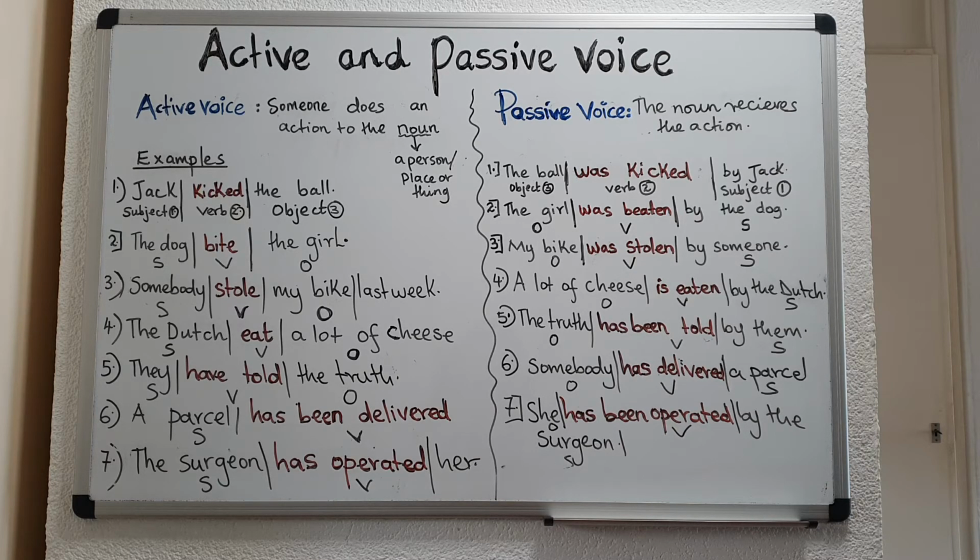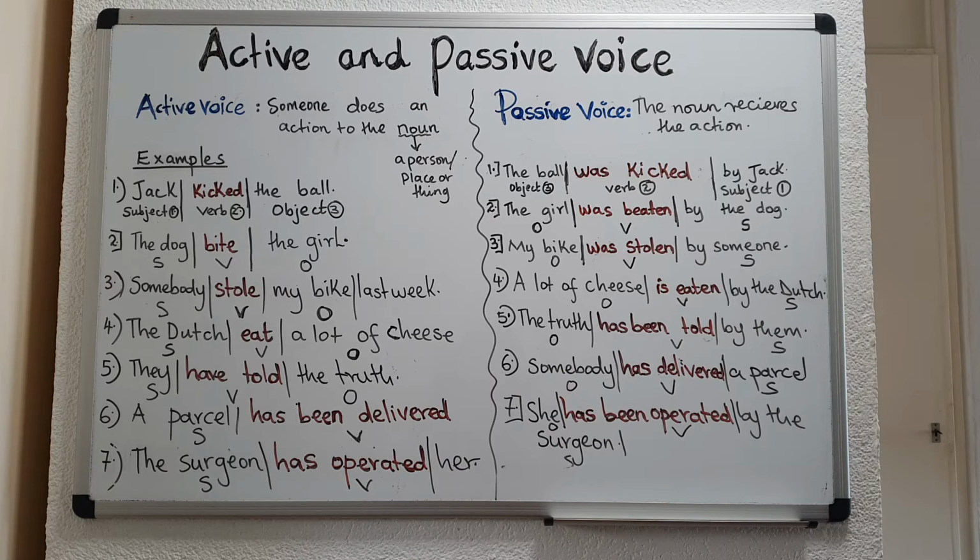place, or to a thing, like a table, a bike, a letter, cheese. All those are examples of things. On the other hand, we have the passive voice. In sentences where we have the passive voice, the noun receives the action. The noun receives the action from someone. Okay?